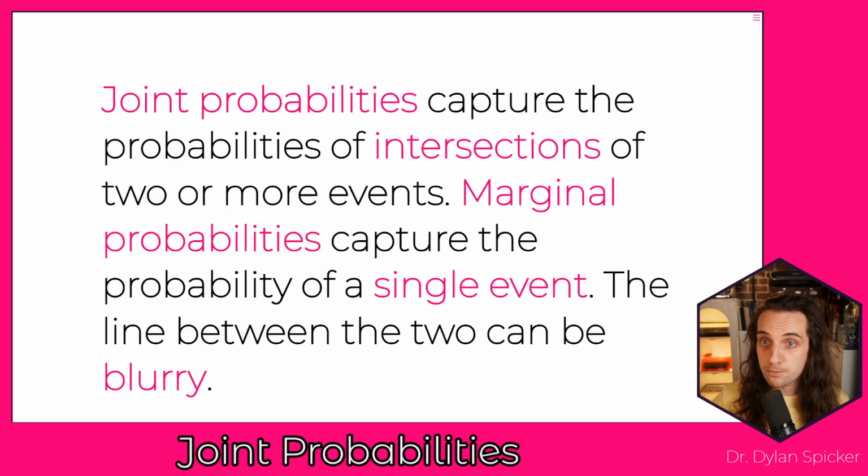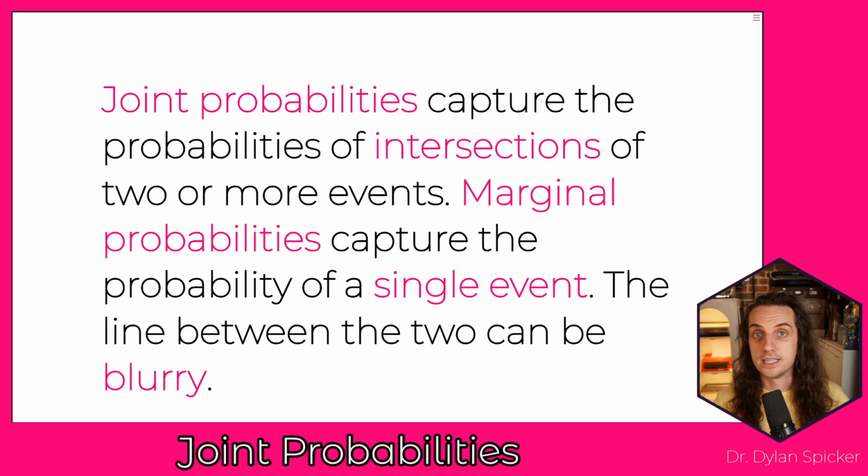Okay? So joint probabilities broadly capture the probabilities of intersections of more than one event happening simultaneously. Marginal probabilities is the name that we give to probabilities of single events. The important thing to note here is that the lines between these are quite blurry. There's not going to be a time where we can use strategies for marginal probabilities that aren't also sometimes useful for joint probabilities, because if we think about the intersection as being a single event, then we can reason our way to the joint probabilities in much the same way. So it's not always going to be clear cut.